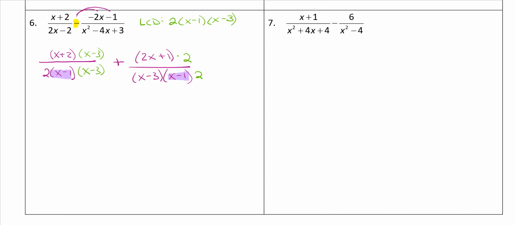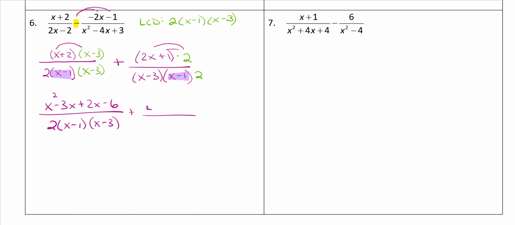So now we're going to multiply, only the numerator. So we're going to distribute this out. So x squared minus 3x plus 2x minus 6. We're going to leave this as 2 times x minus 1. Please do not do extra work. You want to leave it like that. Plus, again distributing, 4x plus 2 over 2 times x minus 1 times x minus 3. Now again, it doesn't matter which order the factors come in so long as the 2 is in the front. So you could do x minus 3 first or x minus 1 first.